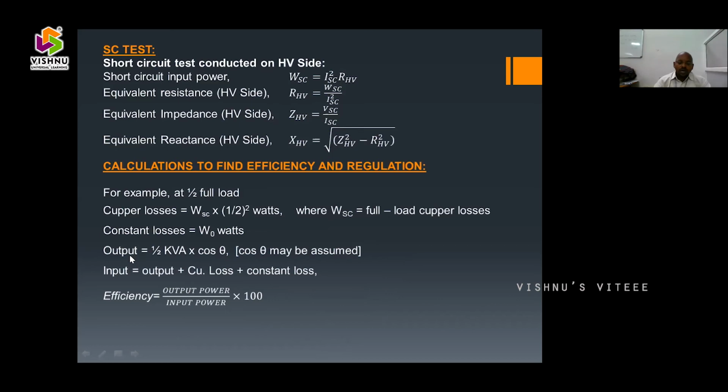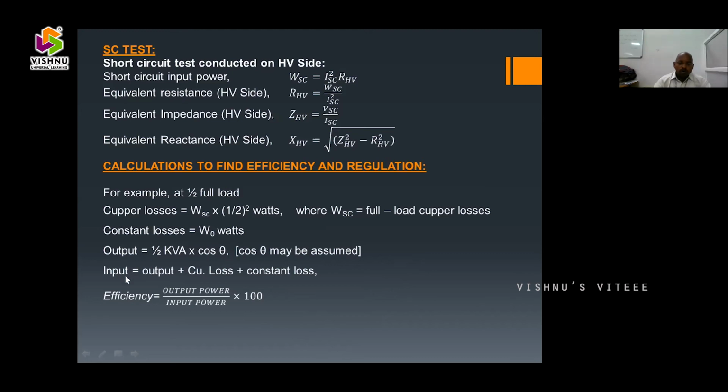Finally, we calculate the output power of the transformer as x kVA into cos phi. That is the formula for calculating the output power of the transformer. Here x means the load on the transformer, S means the kVA rating of the transformer, and cos phi means the power factor of the transformer. So by using these three parameters, we calculate the output power of the transformer.